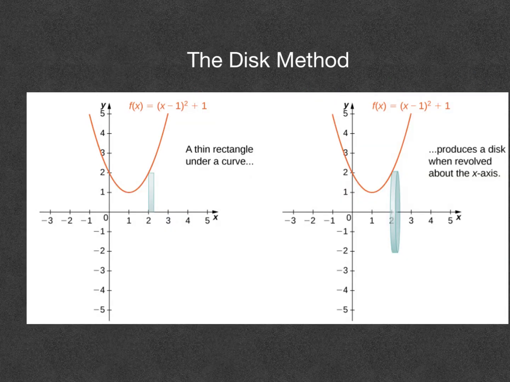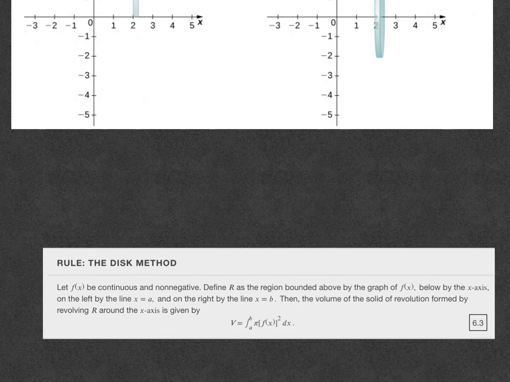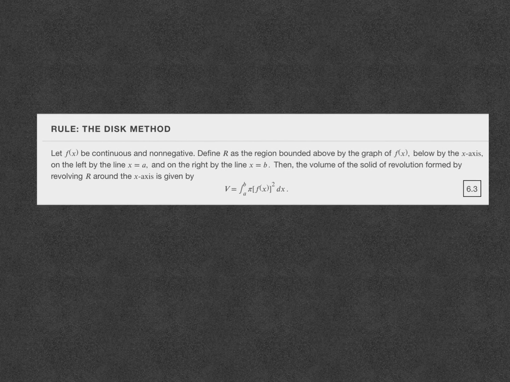So summarizing and now giving you the formal statement for the disk method, right? If I have a parabola in this case, or any function, we can draw our thin rectangle underneath that function. When it spins around, when it revolves around the x-axis, we produce a disk, and you add them all up using integration, and it's called the disk method.